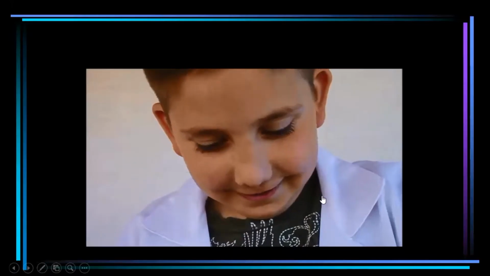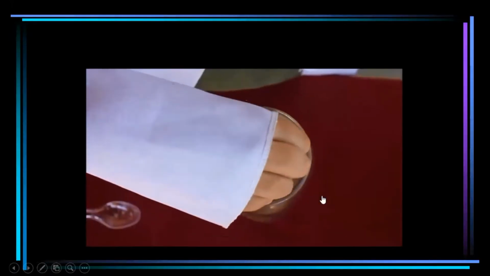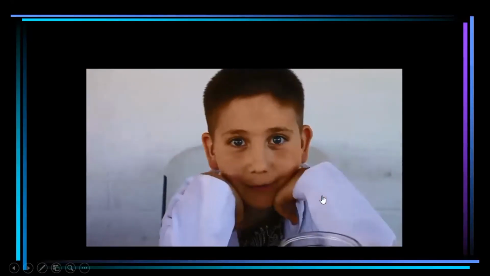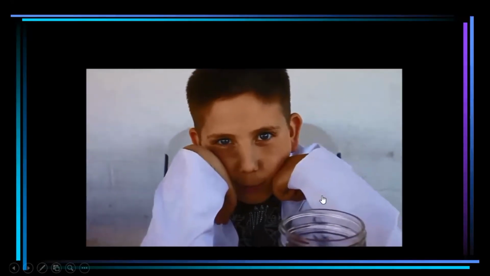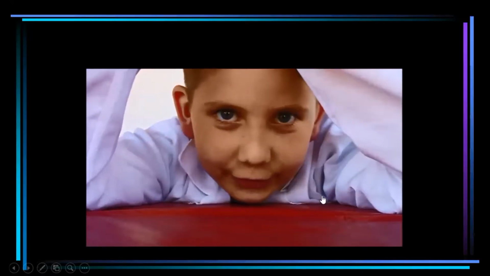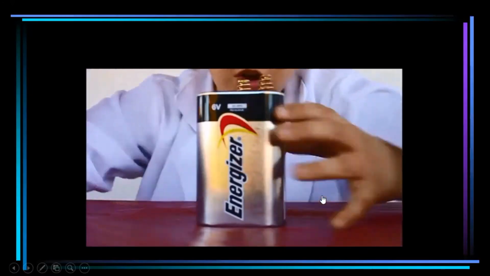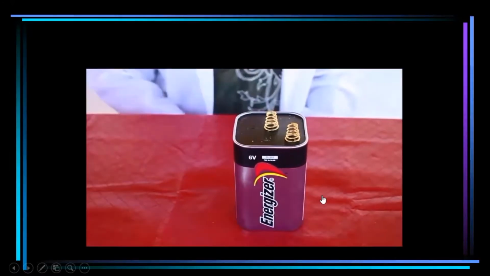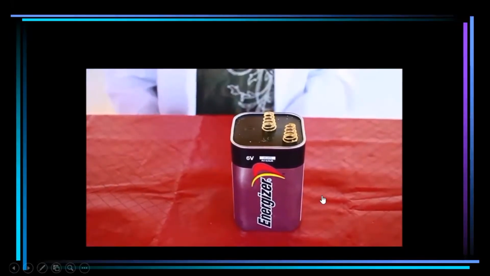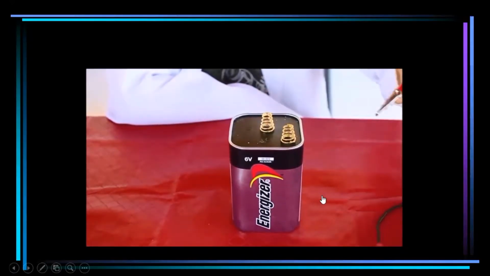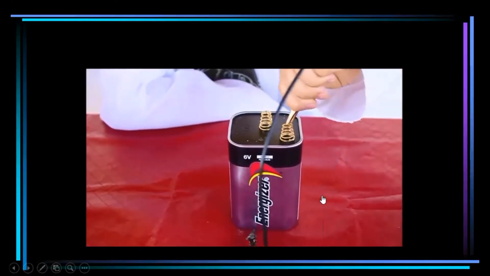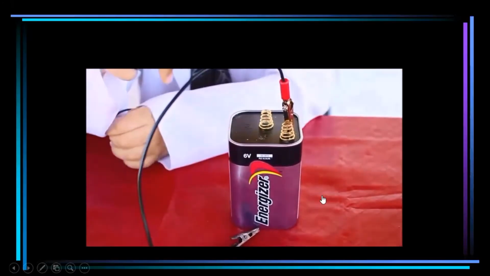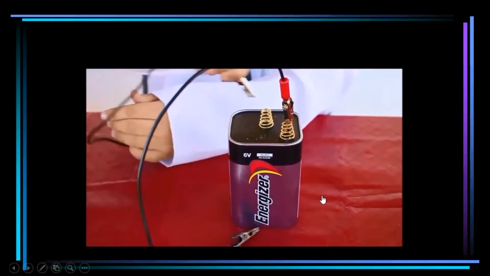Stir, stir, stir. Looking good. Now in our solution, we have Epsom salt, sugar, and zinc, so you might not want to drink this. Please don't. And now we are going to unleash the battery. Never touch the two springs of the battery at the same time, and use the red alligator clip. Always put it on the positive, and use the black one and put it on the negative.